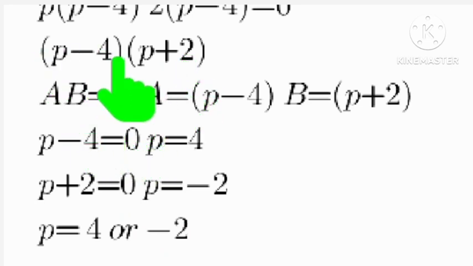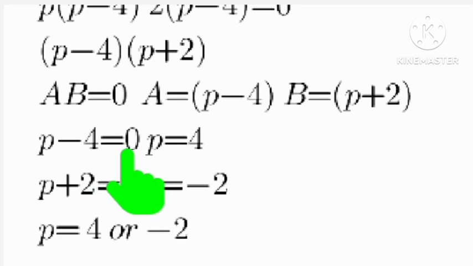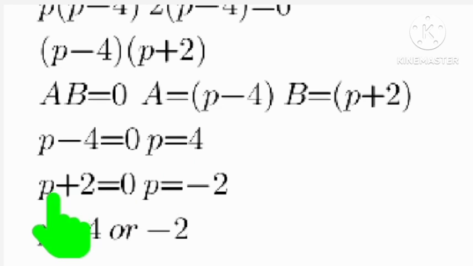So we're going to have, expanding this bracket with 1, p minus 4 is equal to 0. To solve for p, we take 4 to the other side, making sure that p is the only thing on the left hand side. Because it's negative, once it crosses the equal sign, it's going to turn to positive. So p is equal to 4.